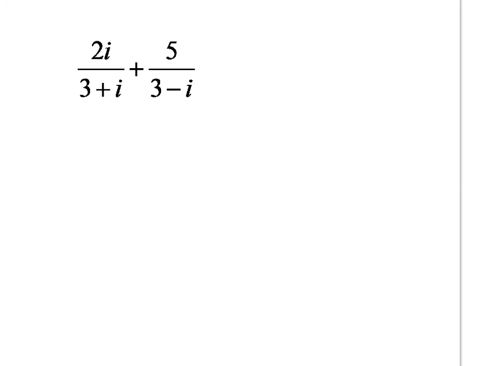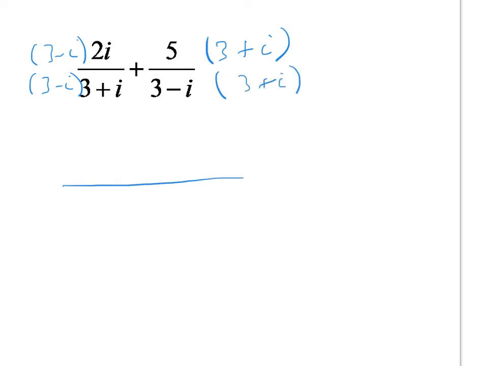If I want to add, I can do that, get a common denominator. I'm going to multiply on the left side here by 3 minus i, both top and bottom. I'm going to multiply on the right side by 3 plus i, both top and bottom. On the bottom now, I have 3 plus i times 3 minus i, which of course we know is 9 minus i squared. Well, i squared is negative 1, so 9 minus 1 is 10.